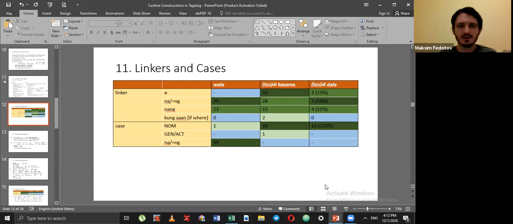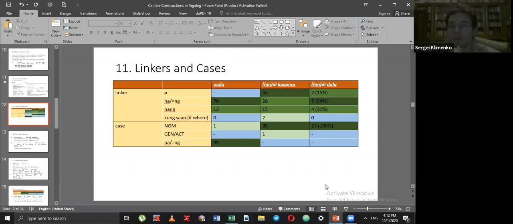Yes, thank you, Sergei. Well, first of all, I wanted to clarify if I understood this difference between linkers and cases in this table, right? So the linker is the device, in this case, used for the whole caritive construction to attach it to the main clause, and case is what is used just with the absentee. Correct. Yeah, okay.